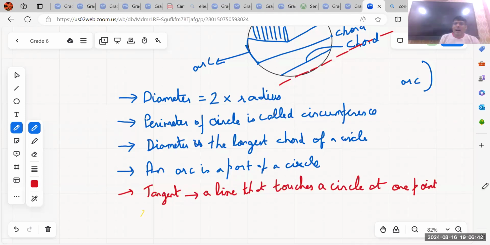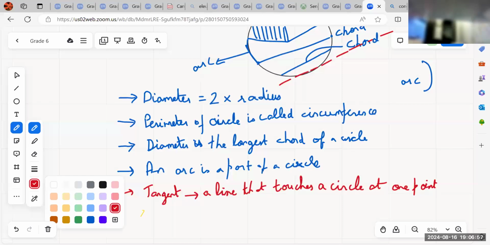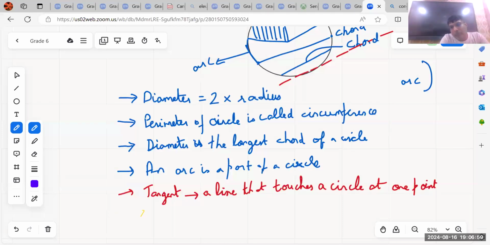A tangent is a line that touches a circle at one point. Then an arc is a part of a circle. Then we have studied chord. We have one more thing called the secant. बेटा टेंजेंट कोई भी लाइन जो एक पॉइंट पे टच करे. और अगर कोई लाइन हो जो क्रॉस करके चले जाए सर्कल को, that is called the secant.